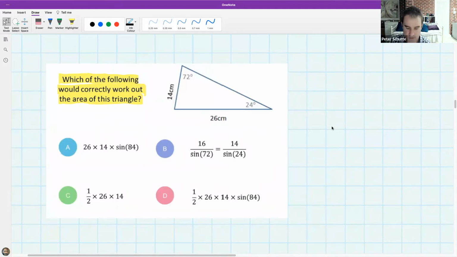So I think the first step is to find the missing angle. And since we were given the other two angles, we can find it by subtracting the other two angles from 180. Perfect. What did you get for your angle?